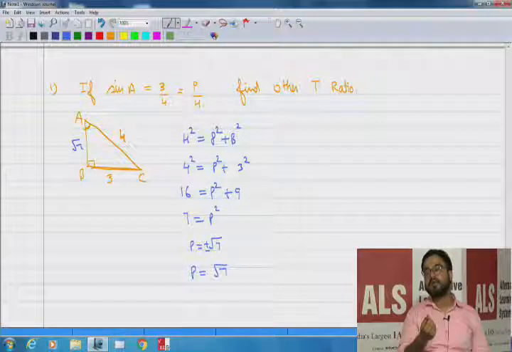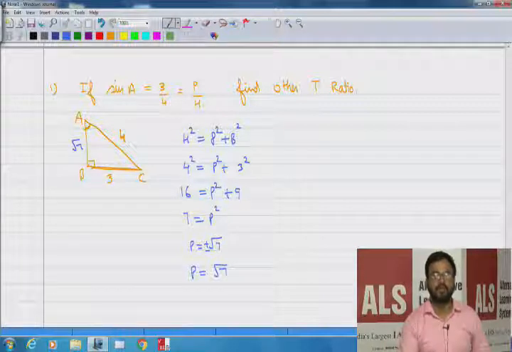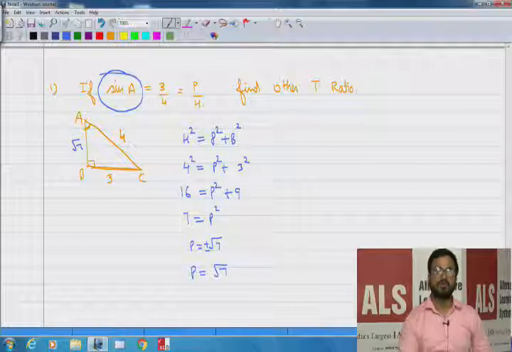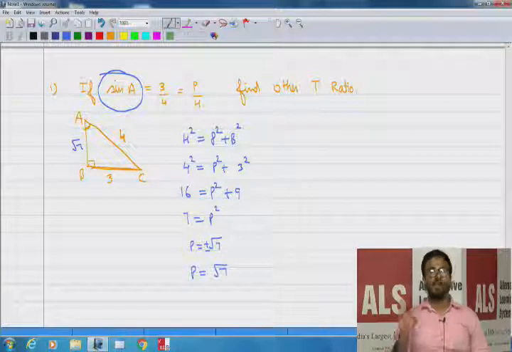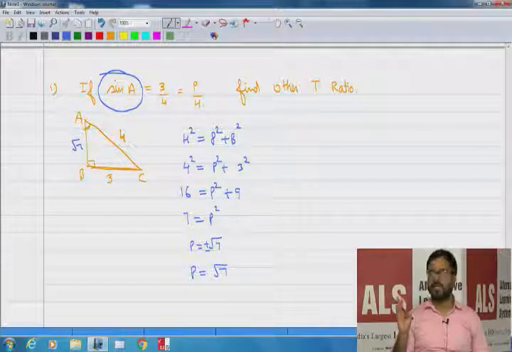Now here they have not mentioned which trigonometric ratio, like of angle A or of angle C. So how will you solve it? You have to see what is given in the question. In the question, sine of angle A is given. It means the rest of the 5 trigonometric ratios should be of the angle A. So you have to find cos A, tan A, sec A, cosec A, and cot A.